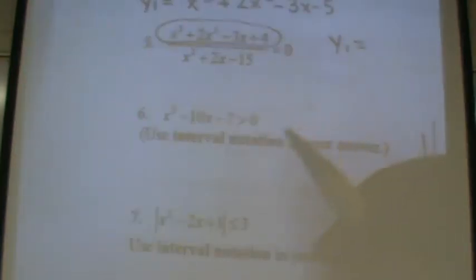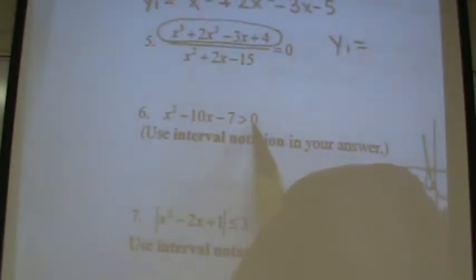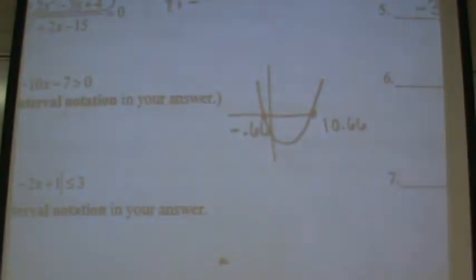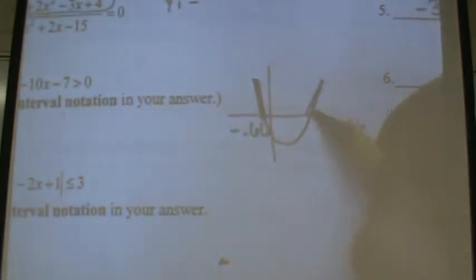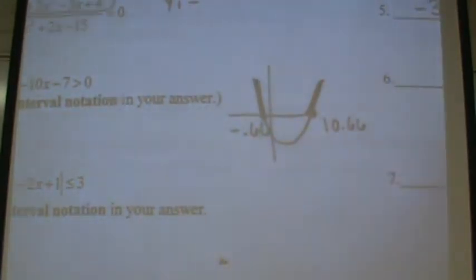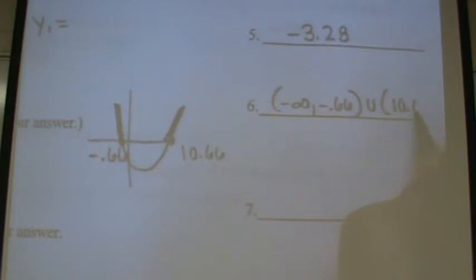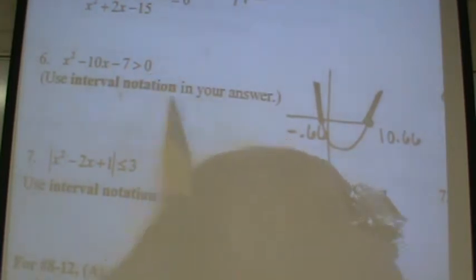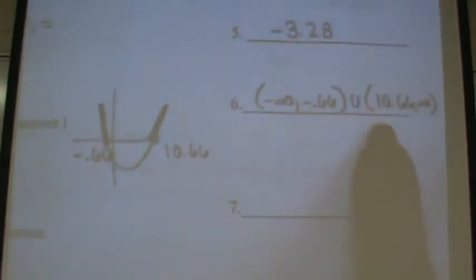So I wanna know, it's greater than 0. Greater than 0 is above the x-axis. It's this piece and this piece. So your answer, left to right, it's gonna be negative infinity, negative 0.66. We're gonna use a parenthesis, not a bracket. Why? Because there's no equality here. It's an open circle. So we use parentheses.